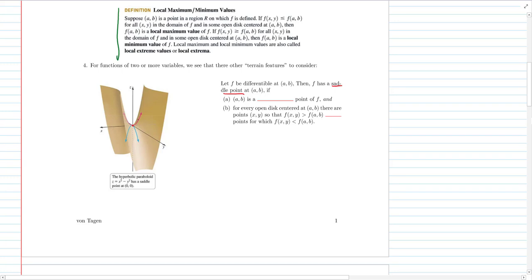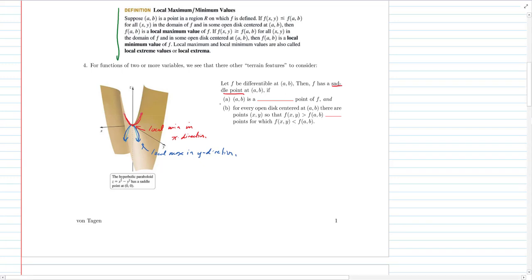And notice that if we restrict ourselves to just the x direction, this point behaves like a local min in the x direction. So in one direction it behaves like a local minimum. In another direction it behaves like a local maximum. So the direction doesn't matter, and in fact it doesn't have to be strictly the x or y direction, but in a direction it behaves like a local maximum, and in a direction it behaves like a local minimum. That's what we mean by a saddle point.